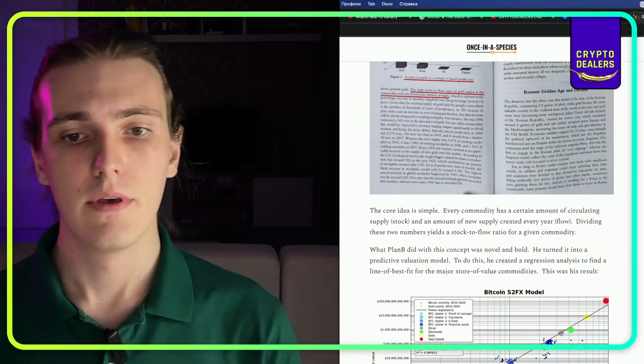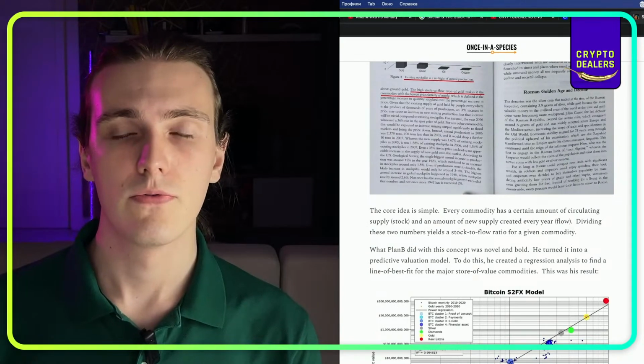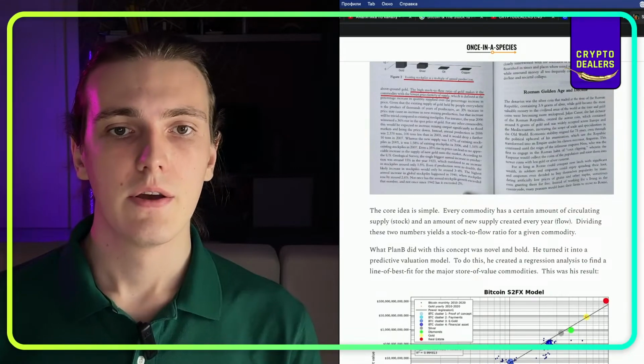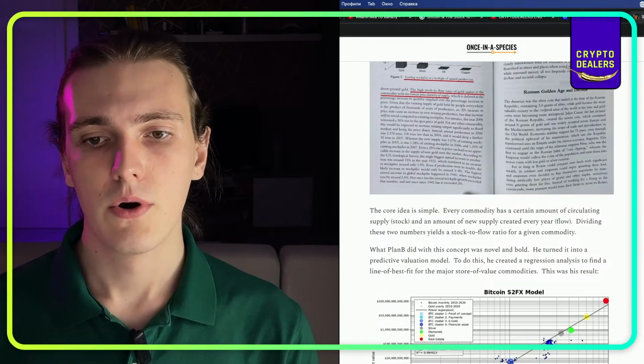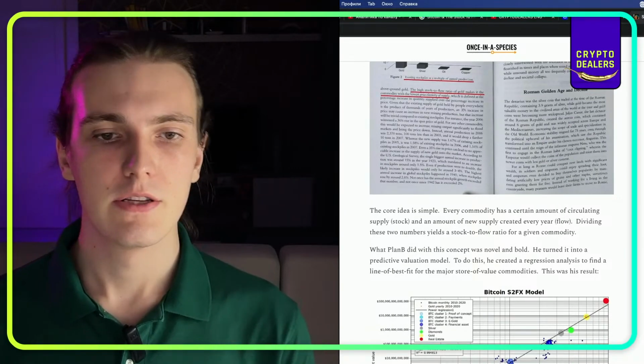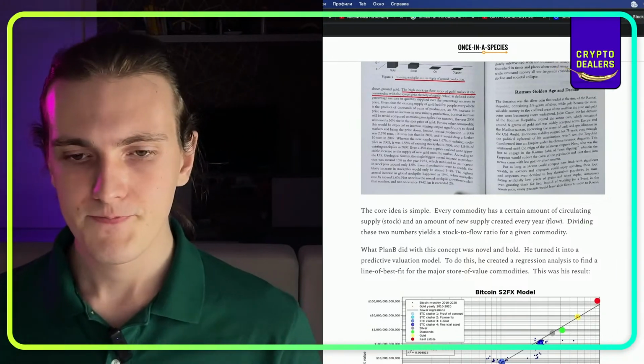So a stock to flow model, in very simple words, the core idea is that every commodity has a certain amount of circulating supply and an amount of new supply created every year. So the circulating supply would be called stock, and the new supply created every year would be called flow. On some occasions, we say that flow is monthly new supply created, and stock is just everything that is out on the market.